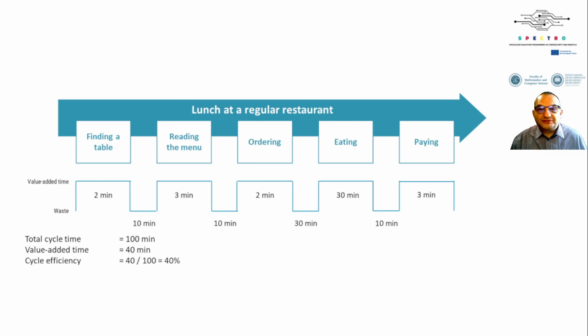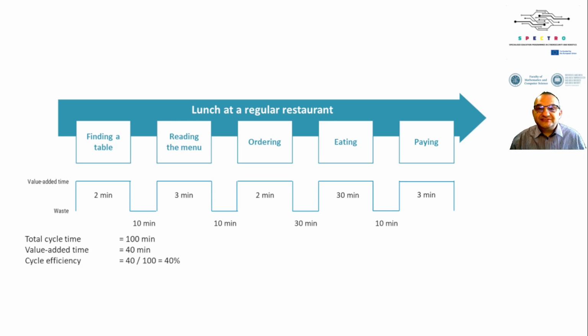inefficiencies in the process. Examples include waiting to find the table, or waiting for a waiter to take your order, and paying the bill. The cycle efficiency, which is calculated here: out of the total cycle time of 100 minutes, only 40 minutes are value added, resulting in a cycle efficiency of 40%. This means that the majority of the time in this process is spent on waste.